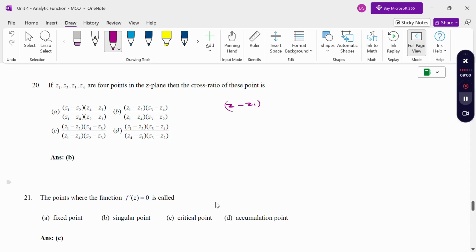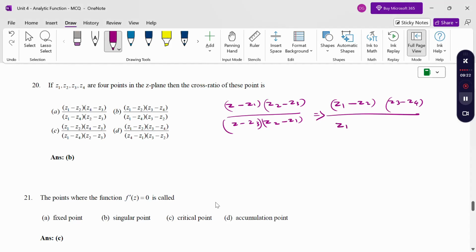And the formula for bilinear transformation: the cross ratio is nothing but z minus z1 and so on. I simply mention z minus 1 2 3 by z minus 3 2 1. So this is the way it is mentioned. Now consider here z is z1, so z1 minus, change the other numbers, 2 3 4 by z1 minus 4 3 2. Just change the one number. Therefore this is option B.